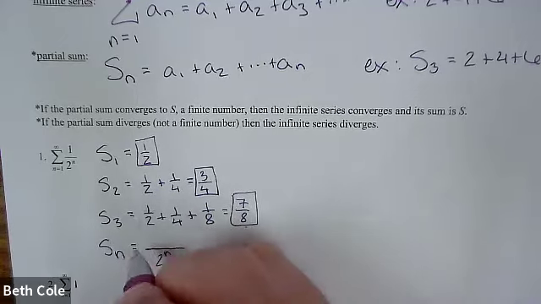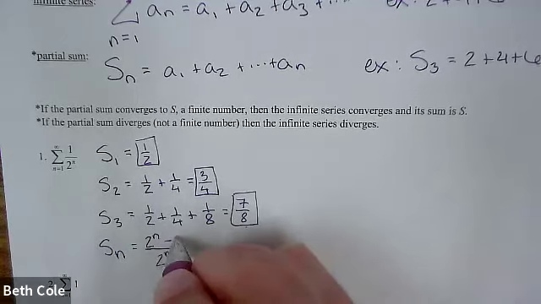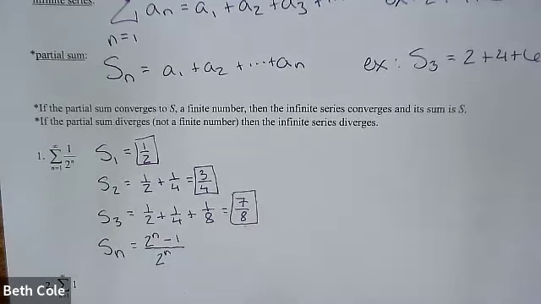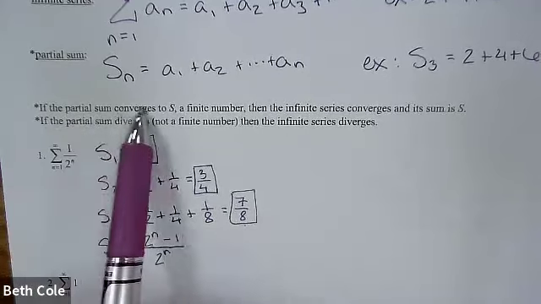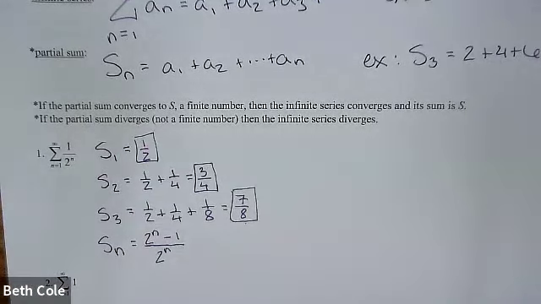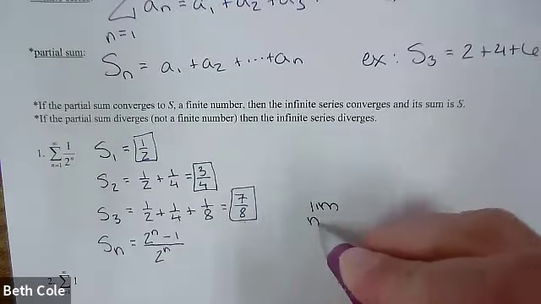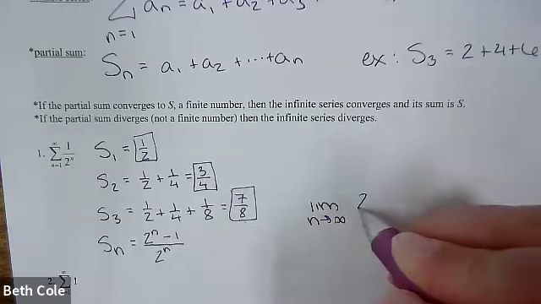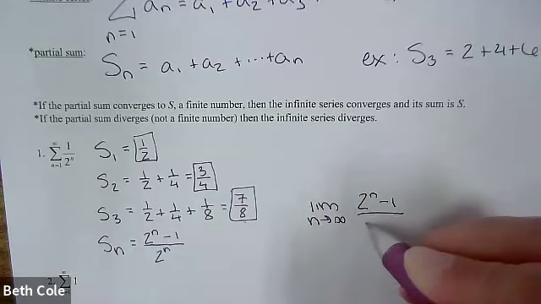It's 1 less, so it's going to be 2 to the n minus 1. Cool. Now, if you read the little thing that I put there, if your partial sum converges, then your infinite series converges. If it diverges, then it diverges. So we're going to do the limit as n goes to infinity of this.